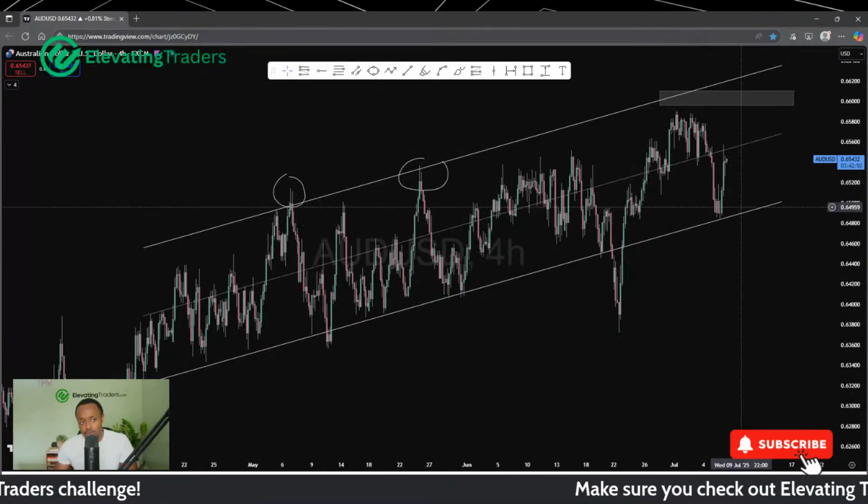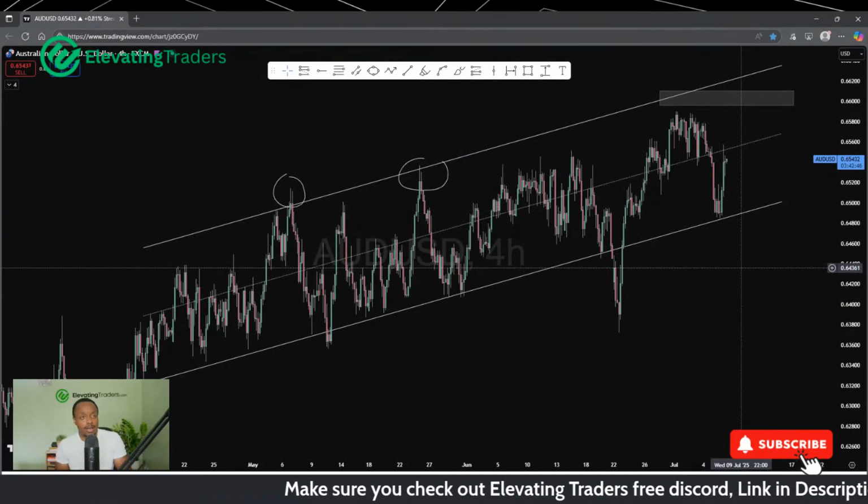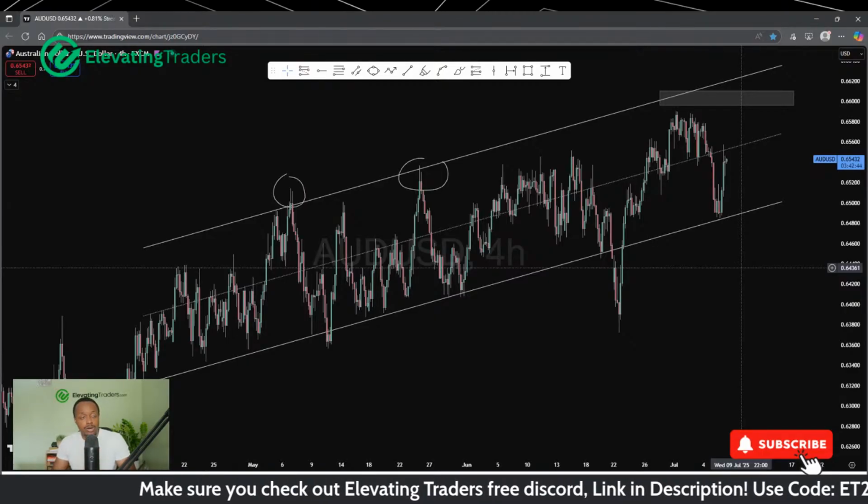Anyway, Aussie dollar, nice push into the low end of the channel. Strong reaction. I think we had a bit of Aussie news last night because Aussie seems to be pretty strong at the moment.